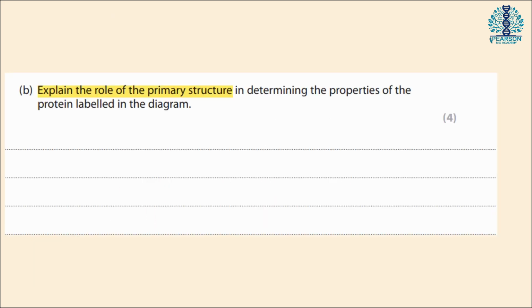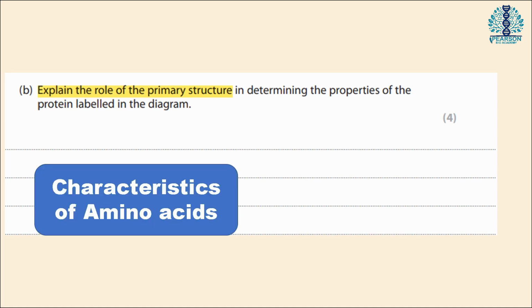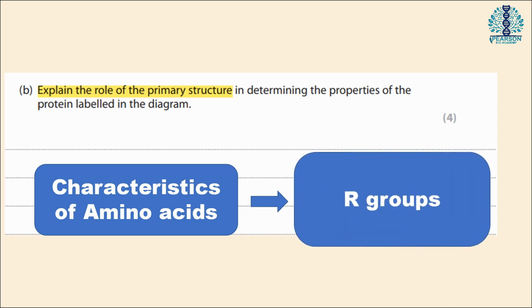The question asks, explain the role of primary structure in determining the properties of the protein labeled in the diagram. Here, the key target is to describe the primary structure, which refers to the sequence of amino acids in the protein. Therefore, your focus should be on the characteristics of these amino acids. So this means that indirectly you will be discussing the properties of R groups attached to these amino acids.